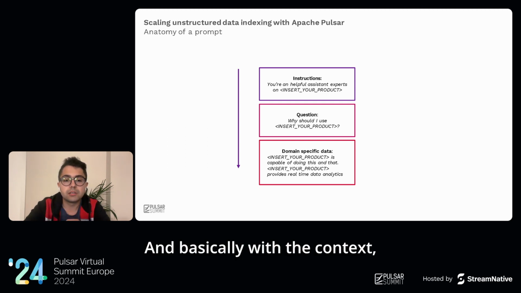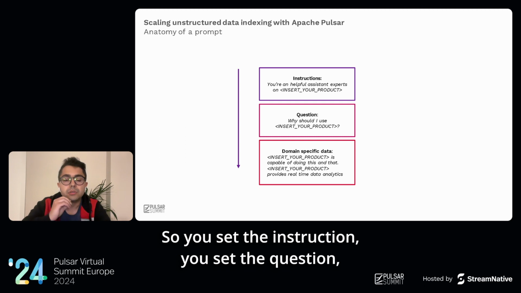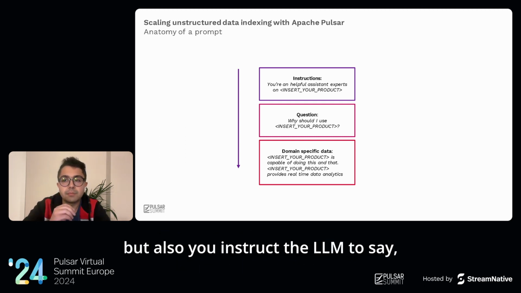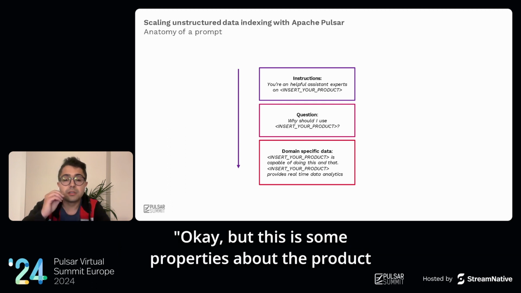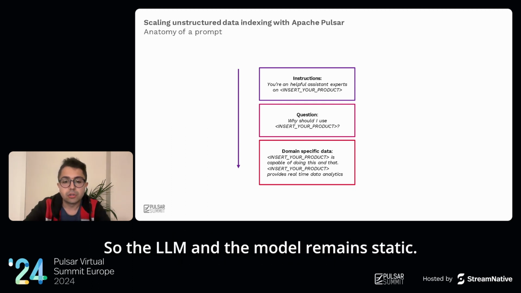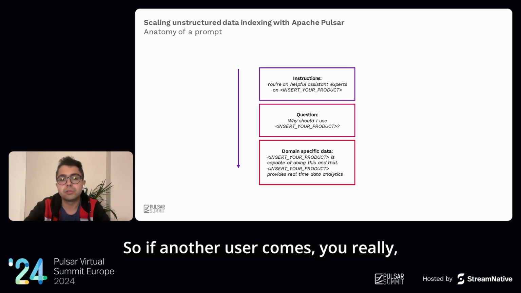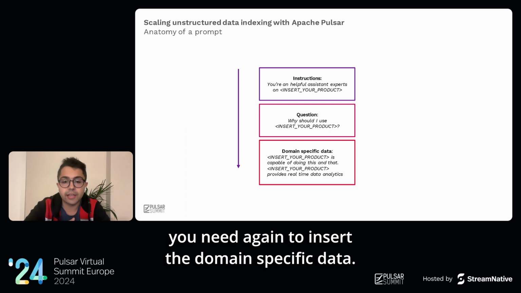And basically with the context, you insert domain specific data. So you set the instruction, you set the question, but also you instruct the LLM to say, okay, but this is some properties about the product that are related to the question of the user and the product. So the LLM and the model remains static, so you don't train the model. So if another user comes, you need again to insert the domain specific data.